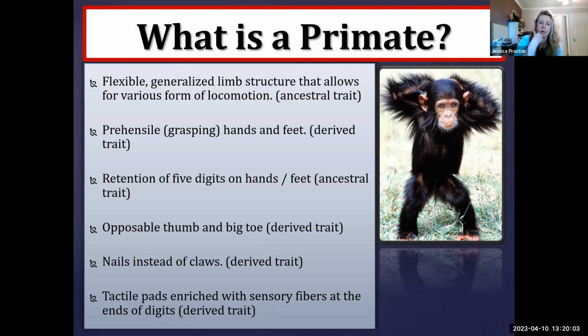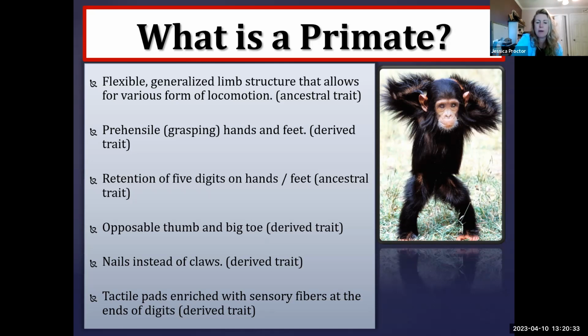We have prehensile or grasping hands and feet. We have a retention of 5 digits on the hands and the feet. That's an ancestral trait. We have an opposable thumb and big toe. That's a derived trait. So derived traits are ones that are more recently developed in our evolutionary past. So think ancestral, older traits, deeper in our evolutionary past, and then derived traits are newer, more recently diverged traits.